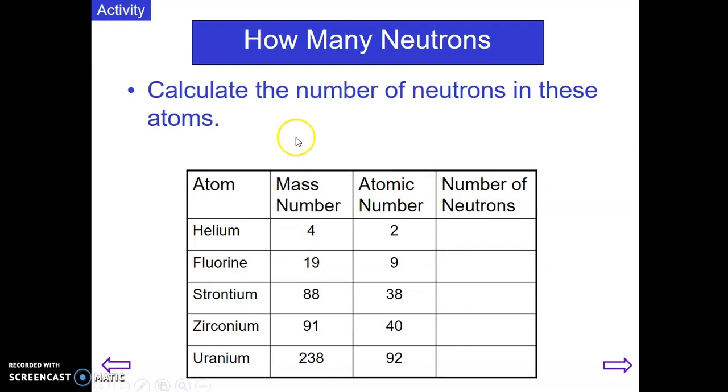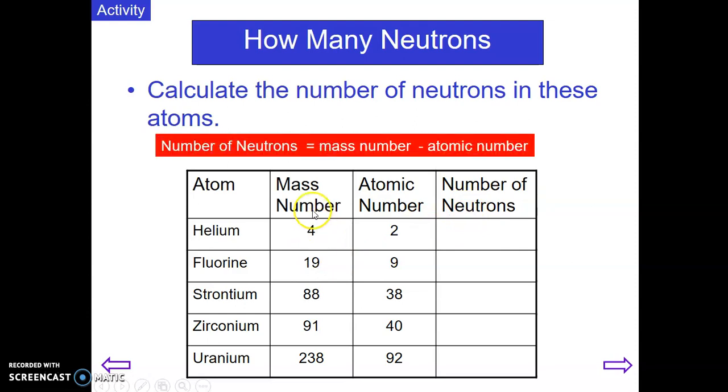Okay, so helium has a mass number of 4. It's an atomic number of 2. That means it has 2 protons, 2 electrons. 4 is the total of neutrons and protons, remember? So the number of neutrons is going to be the mass number minus the atomic number. So mass number 4, atomic number 2, number of neutrons is 2. 4 minus 2 is 2.